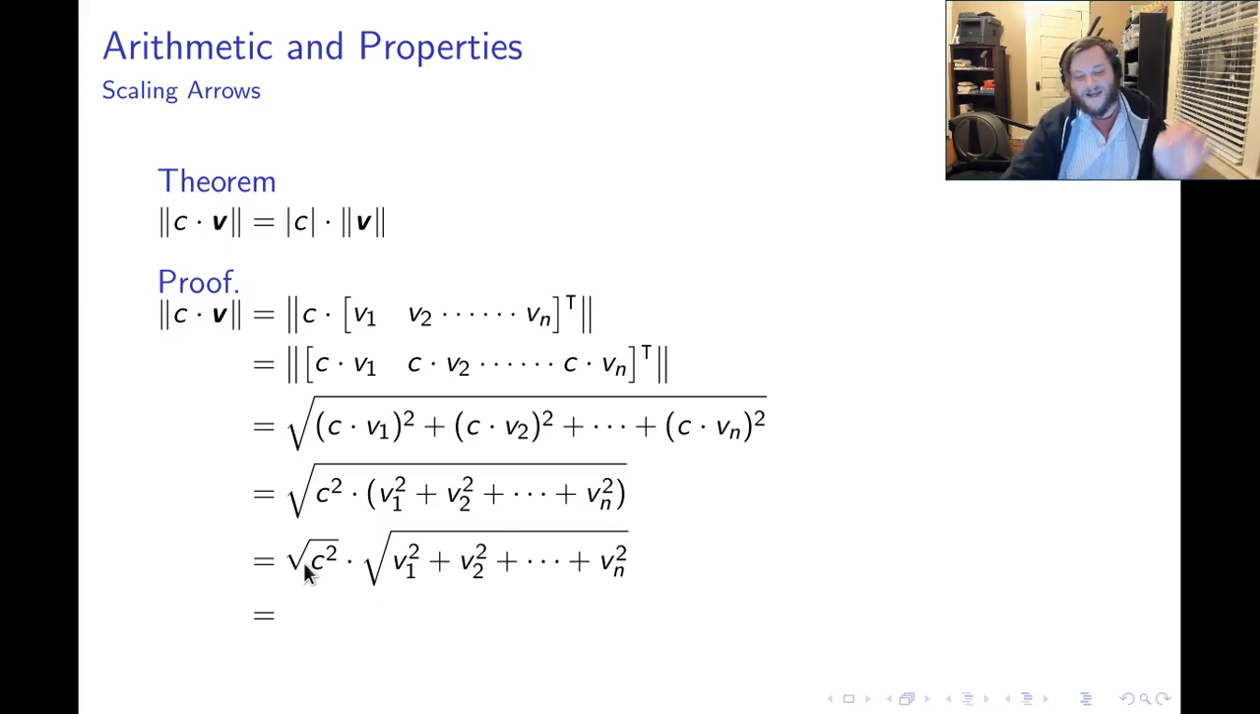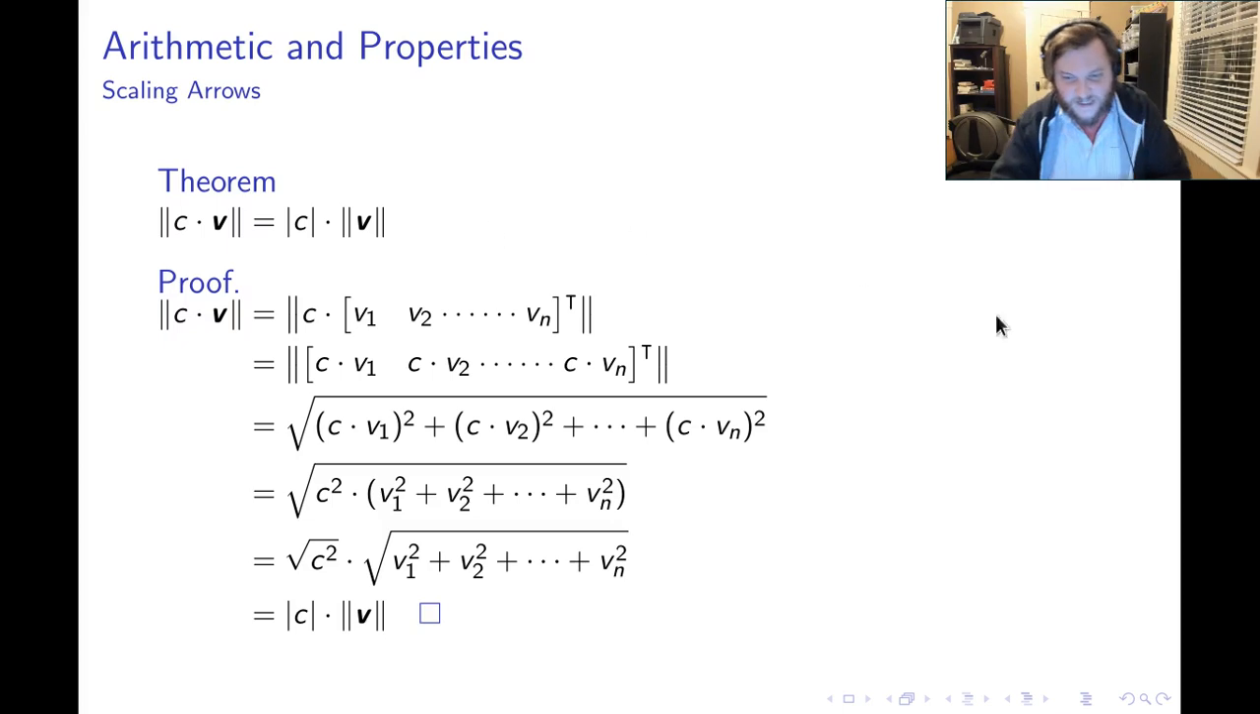And it's tempting to say that the square root of c squared is just c, but when we square our number, we end up forgetting whether or not the original number was positive or negative. So the square root of c squared is actually the absolute value of c. And we'll recognize here the square root of the sum of the squares of all of the original coordinates of v as the length of v. And this proves our formula. So the punchline here is that if we're interested in the length of a scaled vector, the idea is that we should look at the length of the original vector and then scale that length by the absolute value of our number. This is a connection between arithmetic and geometry.